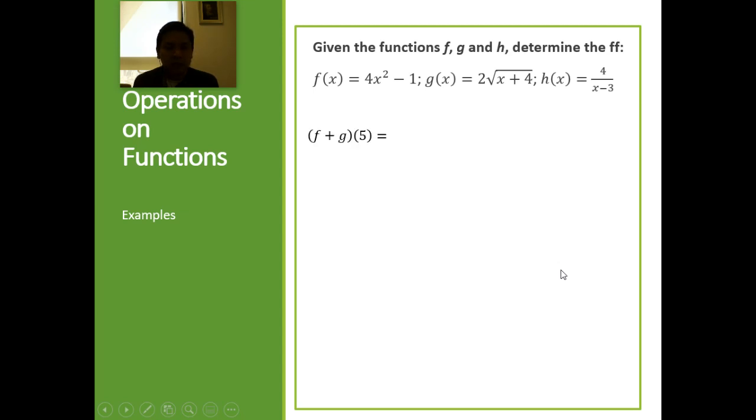Now, what will f plus g of 5 mean? Again, this tells us that we have a sum of the functions f and g, and then we're going to evaluate that function by using the value of 5. So basically it means we substitute 5 into f and into g, and then we just calculate the result of the operations. 4 times 5 squared minus 1 is f, plus g, which is 2 times square root of 5 plus 4. And from there, we end up with the value 105. So f plus g of 5 is 105.